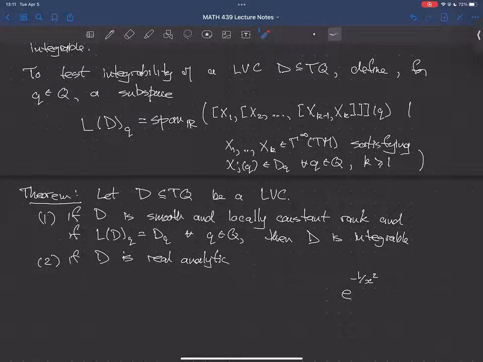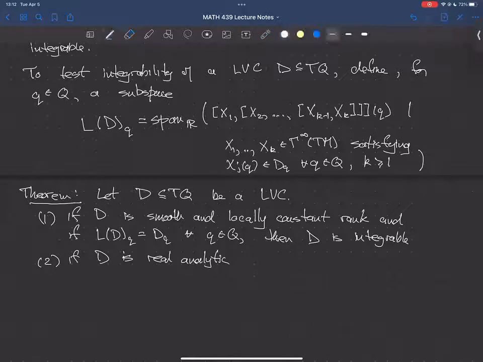So this function here, if you calculate, all the derivatives of that function at 0 vanish. So the Taylor series of that function at 0 will be 0, because all the coefficients in the Taylor series, which are given by the derivatives, are 0. So the Taylor series is 0, but the function is not 0 in the neighborhood of 0. Anyway, that's what real analytic is.